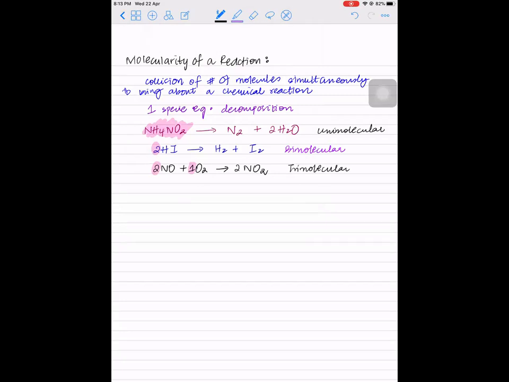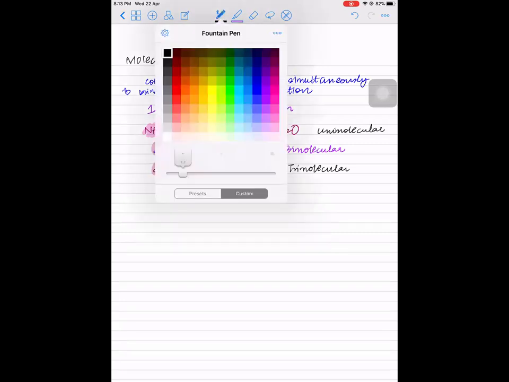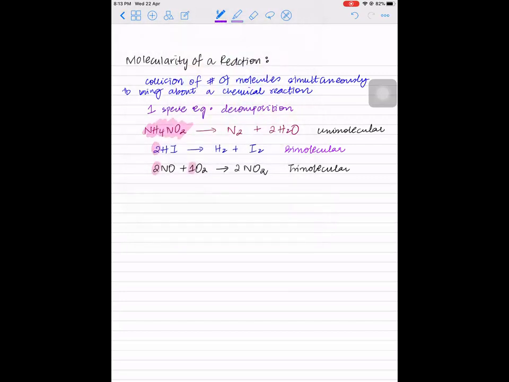You cannot have zero molecularity, because that would imply that you have no reactants. And it cannot go beyond trimolecular. You cannot have 4, 5 or 6 molecules. You can have reactions where the overall equation may seem to have more than 3 molecules as reactants, but those reactions will not occur in a single step; they will occur in multiple steps. So molecularity does not go beyond trimolecular.